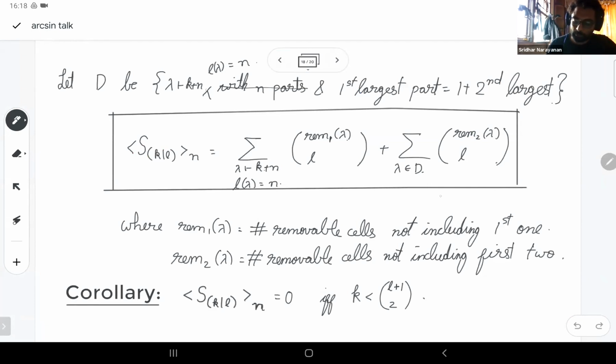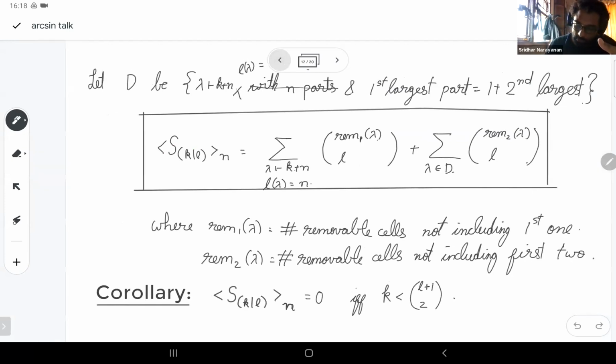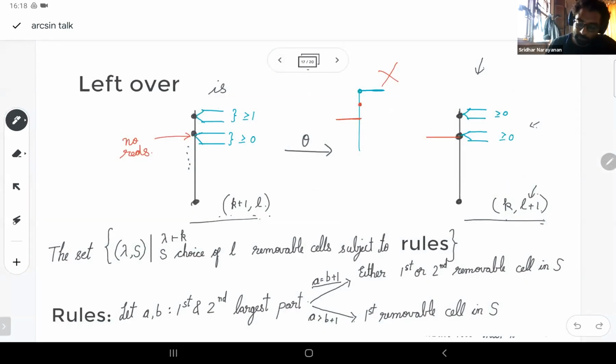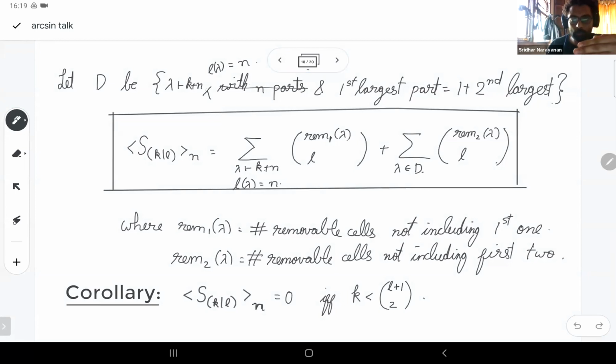But I should probably say, if lambda is in D, there is one more possibility. Even the ones that are in D contribute to this first sum here, but for the ones that are in D there is another possibility, so that must be counted separately. For all of the partitions in D, it is possible that the top level is not red. It is possible that the top level is blue and then one below it, it's red.